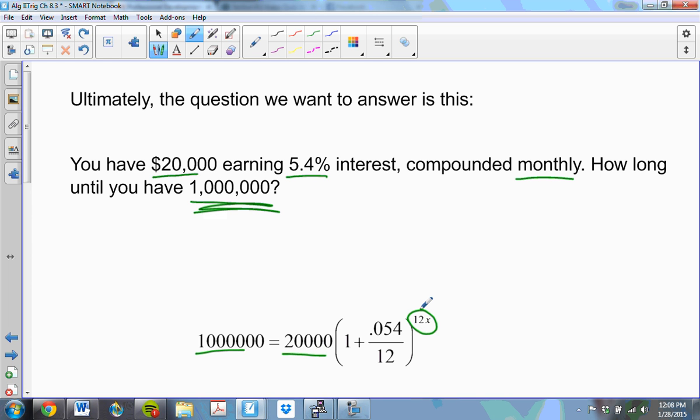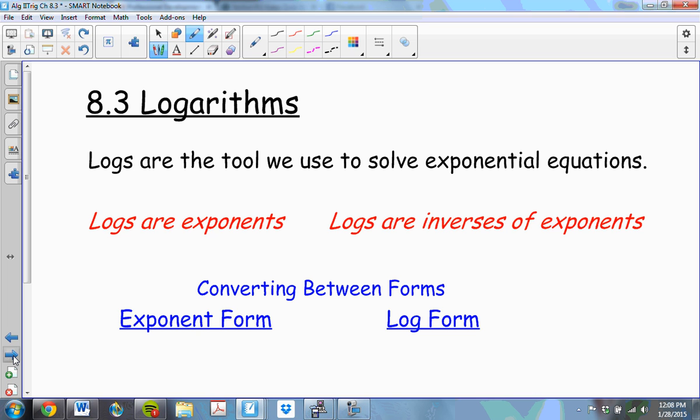We need a new method of solving, a new tool, and that tool is called the logarithm. The logarithm is a tool we use to solve exponential equations. There's two things you'll hear me say very often: logs are exponents, and logs or logarithms, same thing, are inverses of exponents. Remember, an inverse is how we undo things. So an exponent is undone by a log, and a log is undone by an exponent. Remember the equals sign literally means the word is, or are, or same.